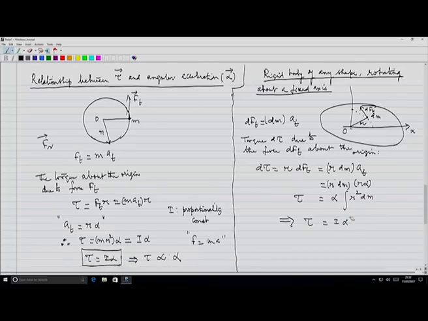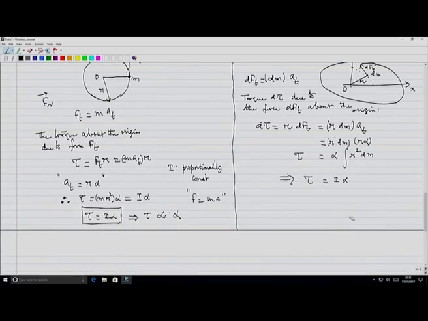Strictly speaking, I should write in a more generic way: tau is a vector, it is proportional to the alpha vector, and the constant of proportionality is the moment of inertia. When you go for higher studies, you will realize that in general tau is proportional to alpha, and then I is not simply a constant, it will be a 3×3 matrix. Right now we are not concerned about it.